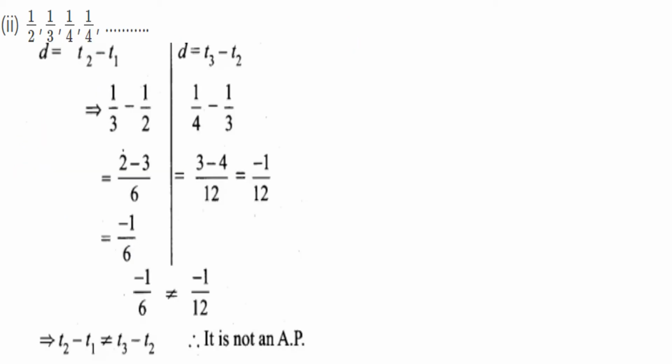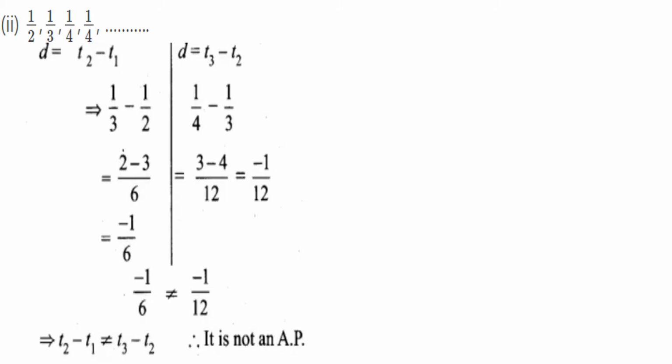Next: 1 by 2, 1 by 3, 1 by 4. Again D equal to T2 minus T1. That is 1 by 3 minus 1 by 2. Take LCM of 3 and 2, that is 6. 6 in 3, 2 times, 2 ones are 2. 6 in 2, 3 times, 1 3 is 3. 2 minus 3. That is minus 1 by 6.